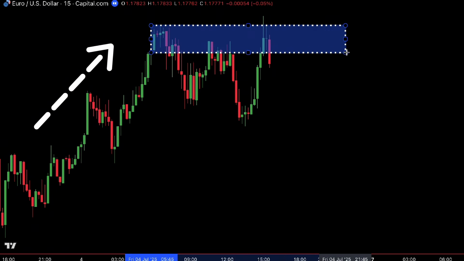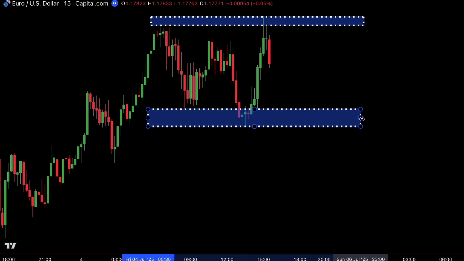During this range, we simply draw the resistance zone at the top and the support zone at the bottom. Don't stress about whether the range is accumulation or distribution. All you need to do is mark the boundaries and wait for a clean liquidity sweep. Now look at what happens.